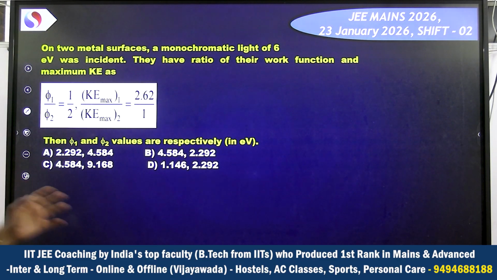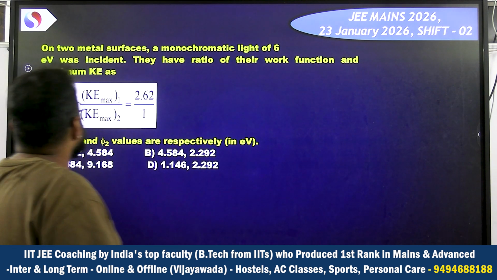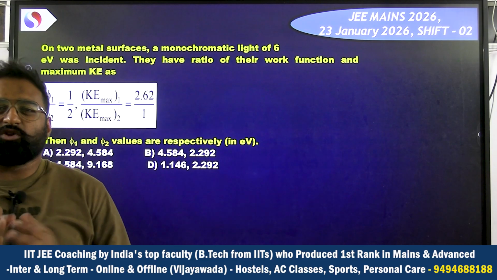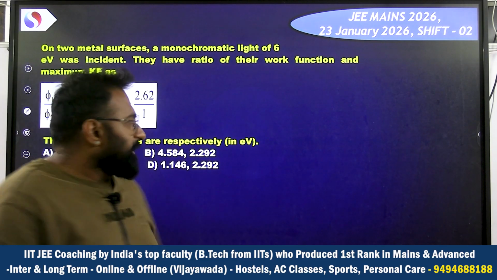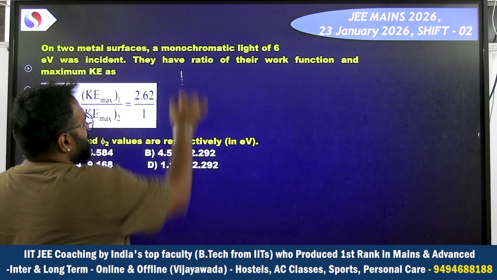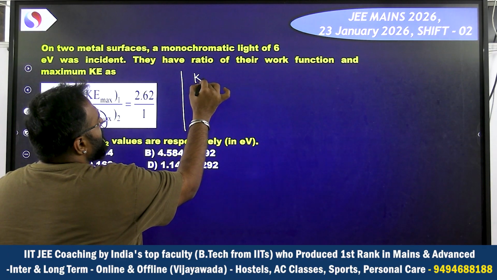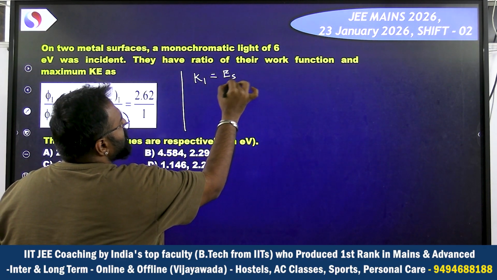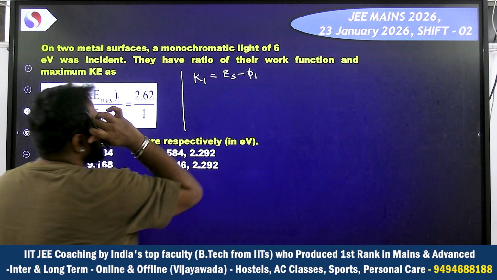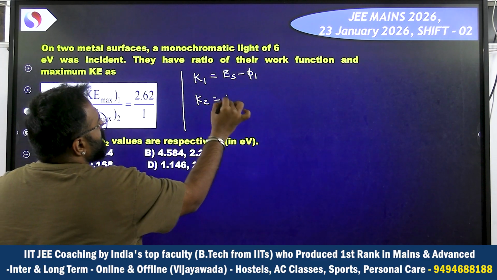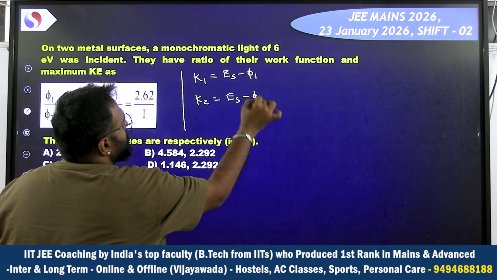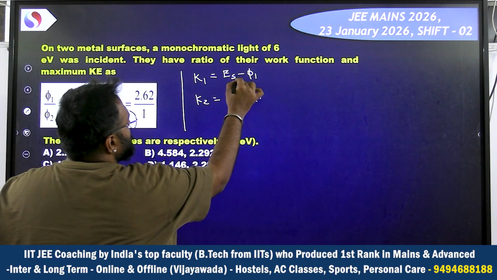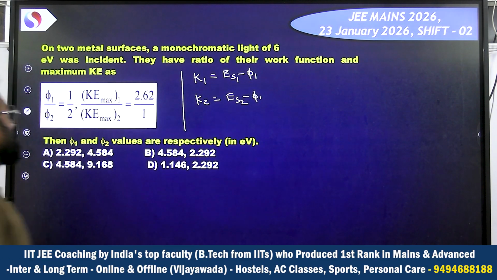On a metal surface, a monochromatic light of 6 eV was incident. The work function ratio is given. That's a simple question based on the photoelectric effect. What is the formula of the photoelectric effect? K1 is equal to energy supplied minus work function, and K2 is equal to energy supplied minus work function. Correct? Energy supplied 1, energy supplied 2.